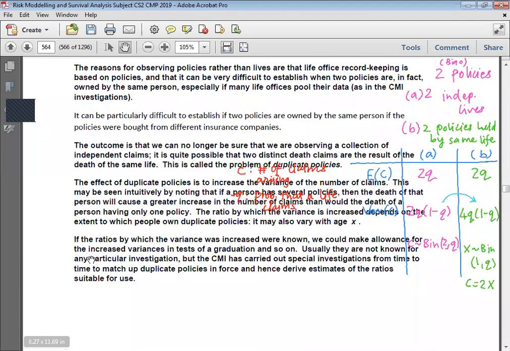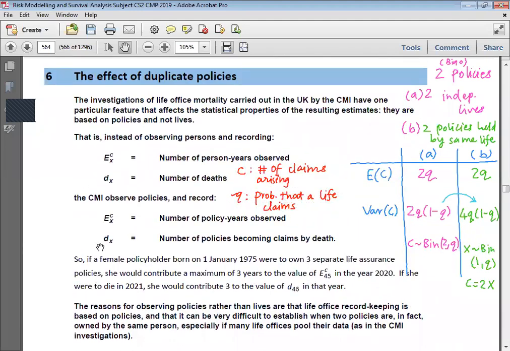So that was it about how we can try to see the effect of duplicate policies. There is no solution that they have presented here about what we can do even if we know the variance ratio. But we know that there is something we can do if at least we know the variance ratio. And if we do not know that, then just forget about it. Just assume that there is no duplicate policy, I guess. So that's it for this particular chapter.